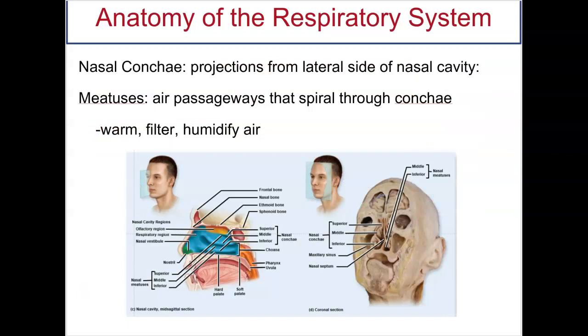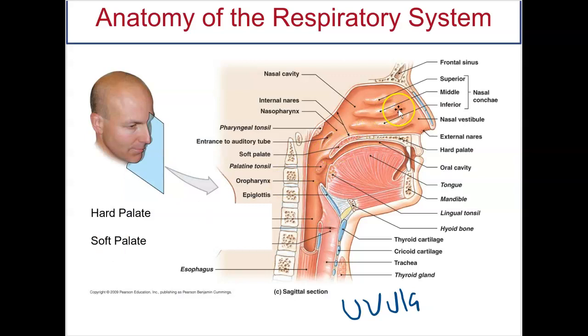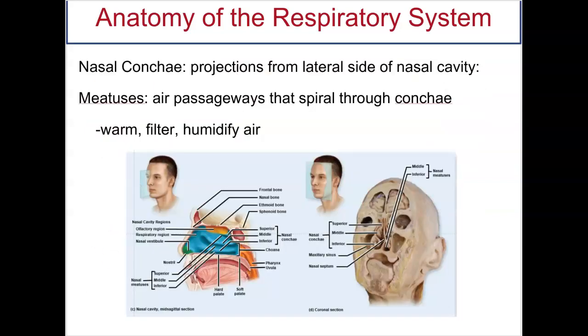So they're conchae when they're plural. You saw these a little bit in A&P 1. I'll go back to this picture. There's actually 3 here. They're the pieces of bone that stick out into your nasal cavity, and they're called superior, middle, and inferior. In A&P 1, we only really saw the middle and the inferior on the skulls, but they're just bone-like shelves that stick out. And then between them are openings called meatuses. So a meatus is an air passageway.